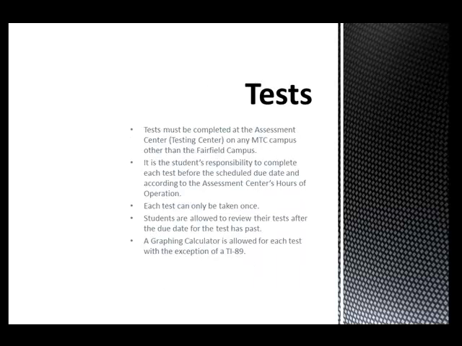Tests must be completed at the assessment center or testing center on any Midlands Tech campus other than the Fairfield campus. It is the student's responsibility to complete each test before the scheduled due date and according to the assessment center's hours of operation. Each test can only be taken once. Students are allowed to review their test after the due date for the test has passed, and a graphing calculator is allowed for each test with the exception of a TI-89.